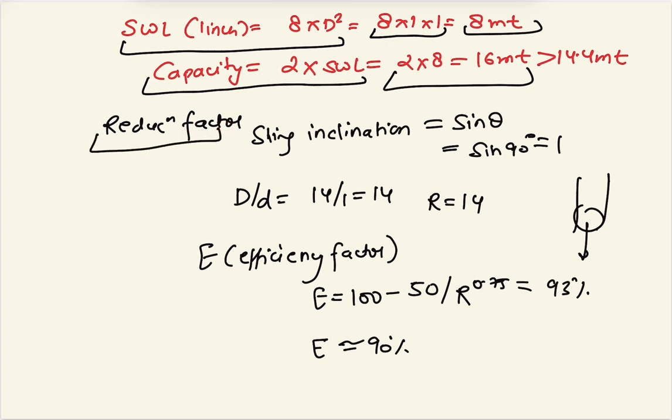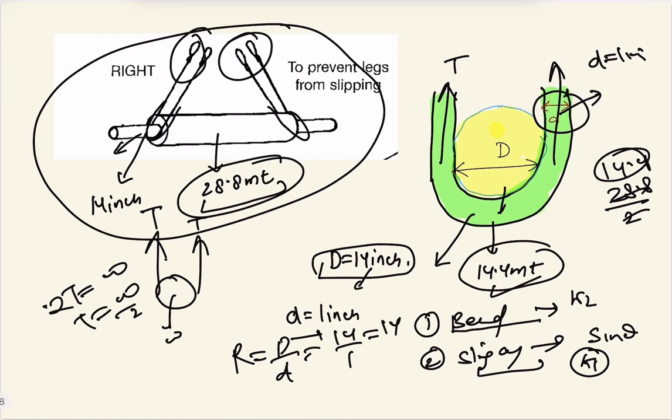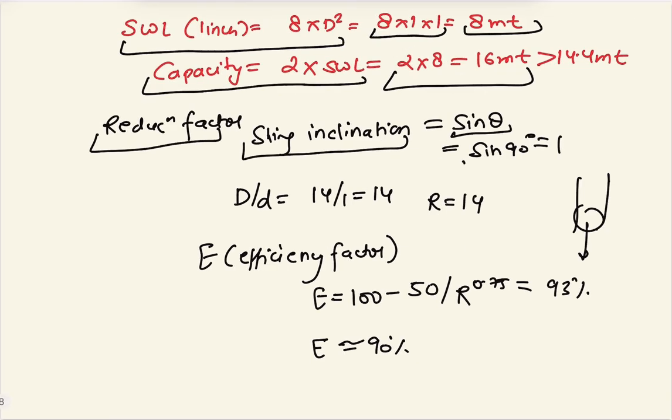First, the reduction factor for the sling inclination. For the sling inclination, the reduction factor is sin theta. Here the angle is basically 90 degree. So we just put sin 90 degrees equal to 1. So there the K1, the sling correction factor, will be equal to 1. If it is some 45 degree, then 1.414, the 0.414, that will be the correction factor.